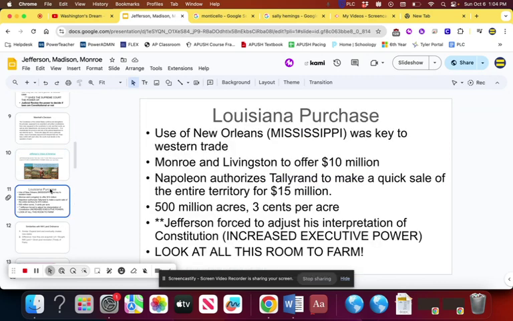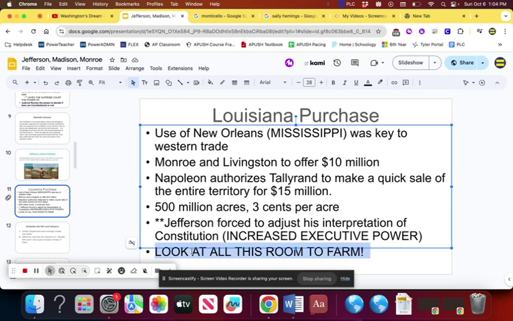So anyways, that's part of the reason why he buys Louisiana. This is a star, star, exclamation point as well. Look at all this room to farm down there at the bottom of the slides. So his argument is this is going to give us enough land area to be able to make everybody in the country have their own little farms, to be subsistence farmers.